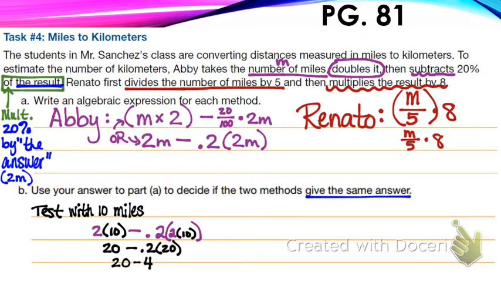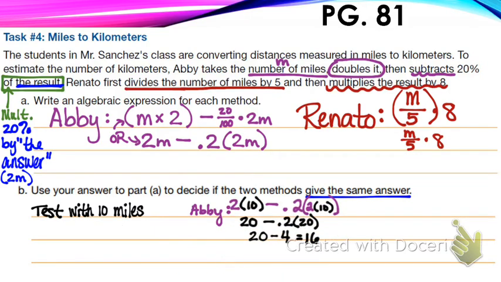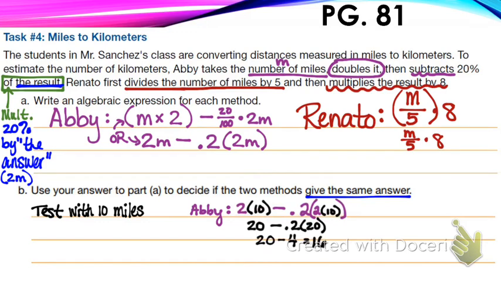We divided by 20, right? Here, yeah. I did 0.2 times 20. Because remember, it's of, which means to multiply. So I have 20 minus 4, which would give me what? 16. Okay, so using Abby's method, with a test value of 10 miles, she says that that is the same as 16 kilometers.